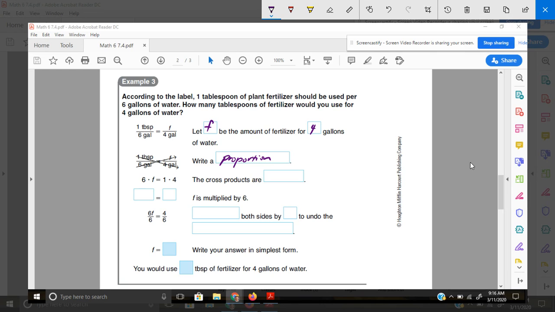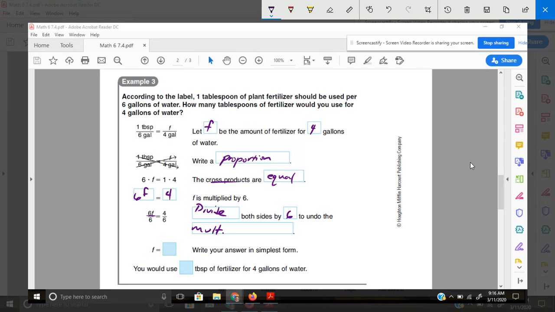And then we're going to use the cross products property. You can see they're cross multiplying here because cross products are equal. So when I do that, 6 times F is 6F, and 1 times 4 is 4. So then, 6 times what number is 4? Well, it's going to be something less than 1. So divide both sides by 6 to undo the multiplication.